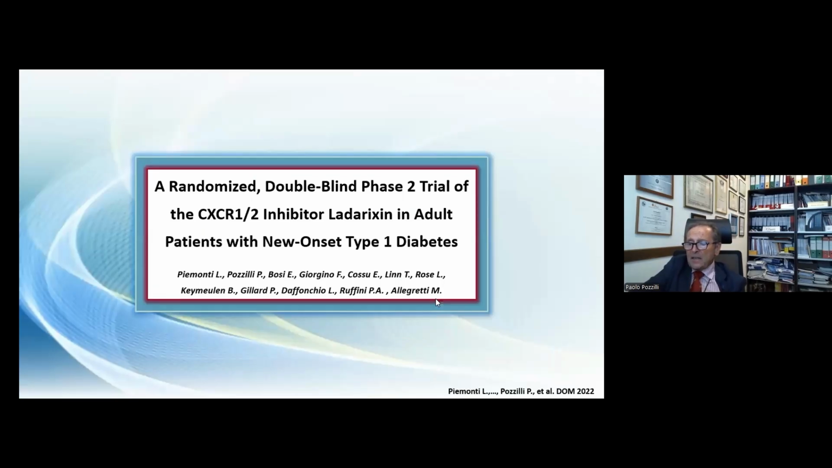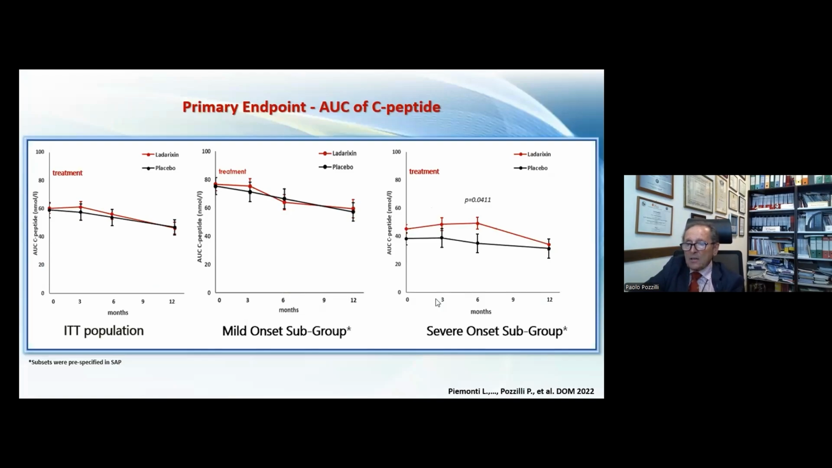We did a study published a couple of years ago on ladarixin, which inhibits another pathway of beta cell destruction in patients with new onset type 1 diabetes, that is CXCR1, CXCR2. And these are the results of the primary endpoint, the area under the curve of C-peptide. As you can see, there was a slight increase in C-peptide in patients with severe onset.